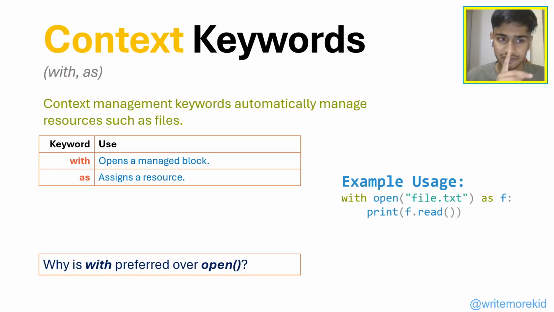Then we have context keywords. They automatically manage the resources. For example, I have taken the example of a text file, file.txt, being opened in our editor, in our code. So open is a function which is being used here. Using with, you are assigning it to a variable f. So this file's content is assigned to this variable f. If you do f dot read, the whole file content will be in front of you.